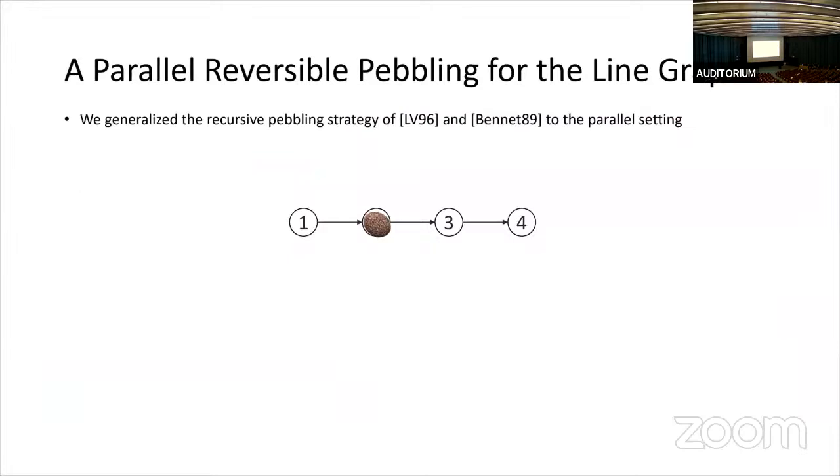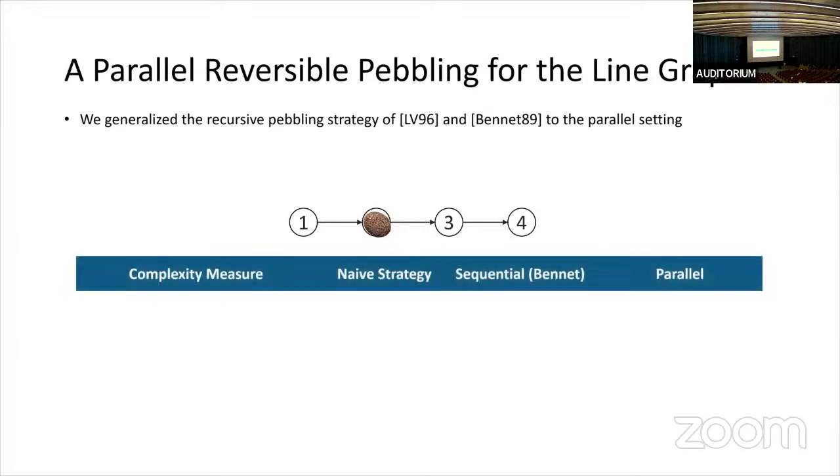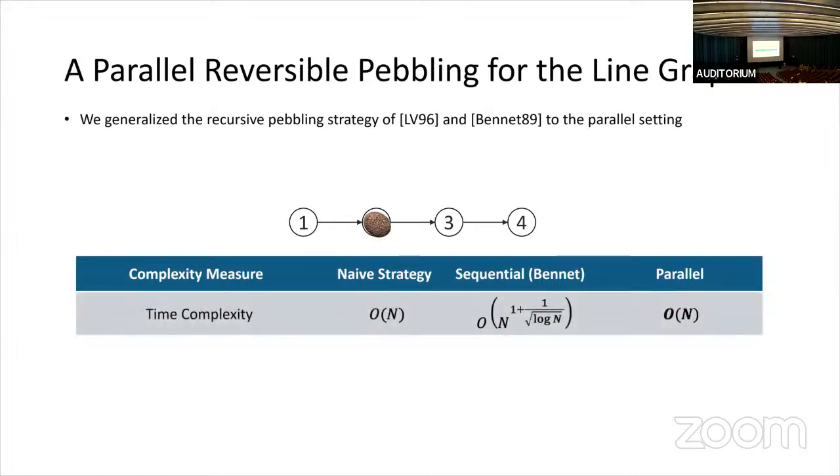Okay, so to do our line graph pebbling, we just generalized the original reversible line graph pebbling of Bennett. So what we did is we optimized some implicit parameters and then we parallelized it. So how does it do? Well, the time complexity of the naive strategy was linear. Bennett's pebbling is slightly more than linear, but we show that by parallelizing it, we can get it back to linear. This corresponds to being able to simulate the irreversible algorithms while maintaining the time complexity.